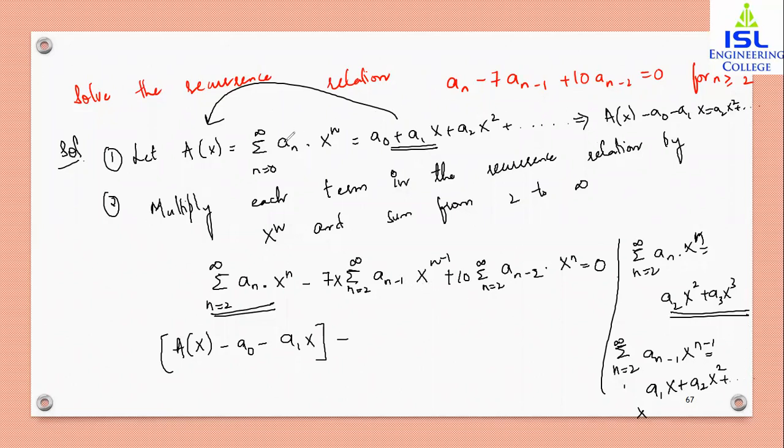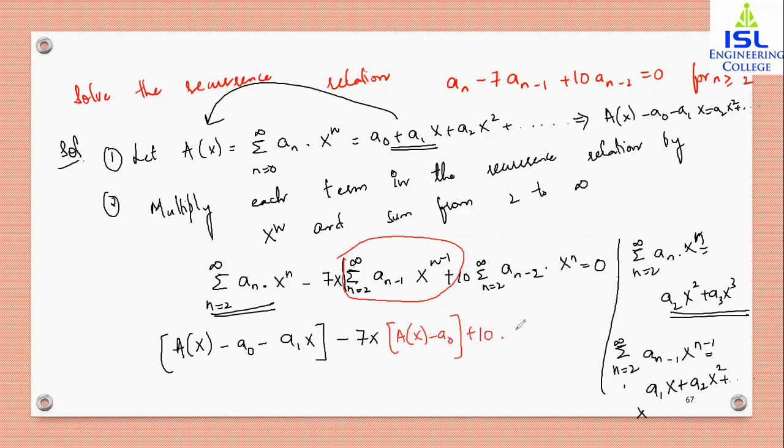Now here I can write this as A(x) minus a_0, which will give me a_1 x plus a_2 x^2. I am speaking about the sigma notation term; minus 7x is not considered in the sigma notation. For this we can write 7x times (A(x) minus a_0). Now why am I not taking a_1 x? Because a_1 x is already considered in our sigma notation.